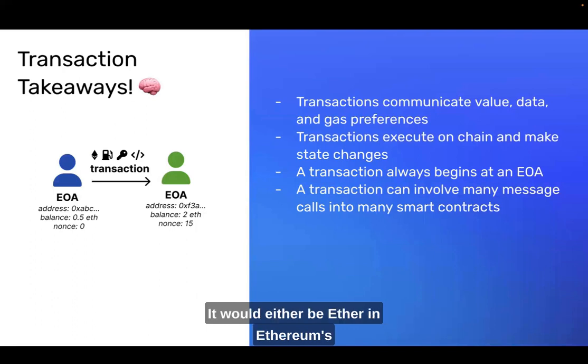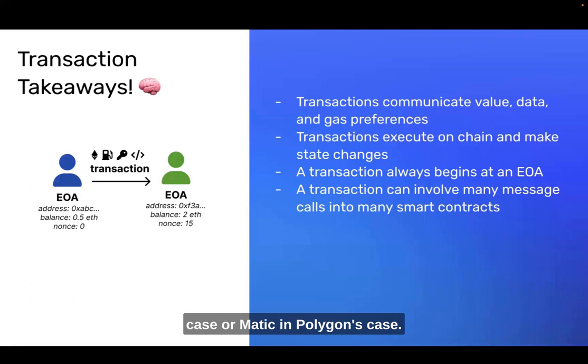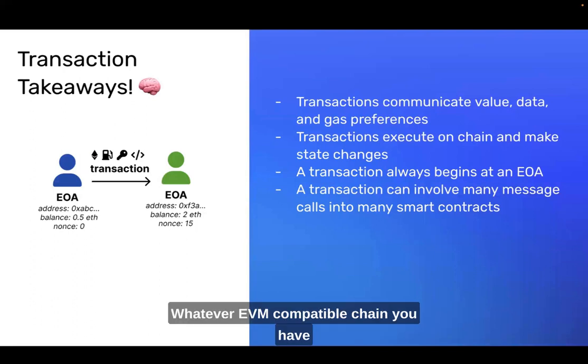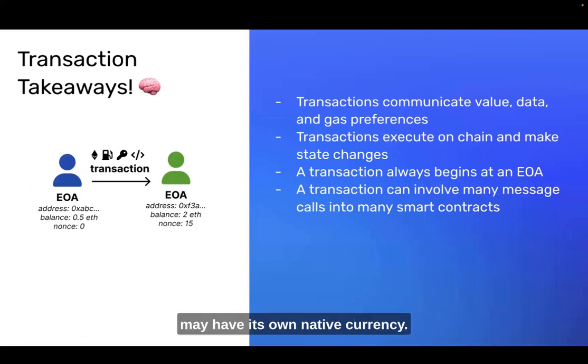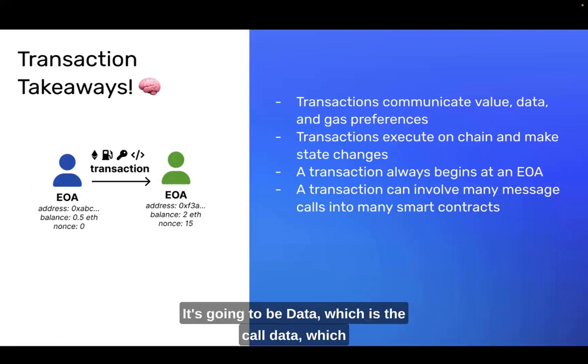It would either be Ether in Ethereum's case or Matic in Polygon's case. Whatever EVM compatible chain you have may have its own native currency. It's going to be data, which is the call data, right? Which is going to target some function on a smart contract. It's going to target an entry point where it could start executing code on the smart contract, as long as the smart contract was programmed in such a way that that entry point is allowed.